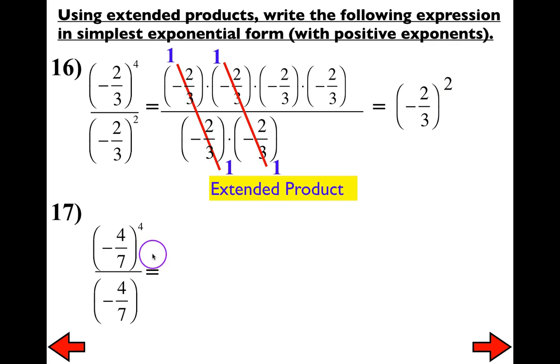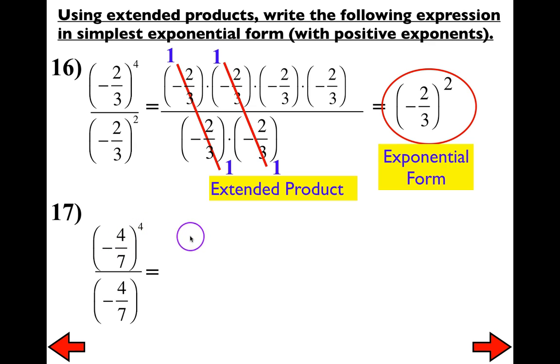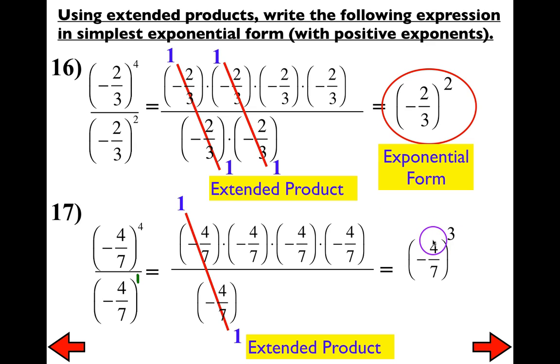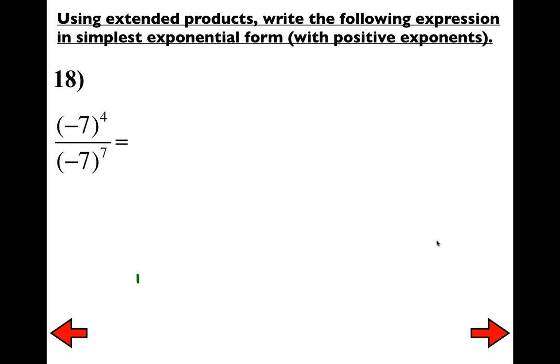Moving on to number 17. Here, I'm going to go ahead and repeat it 4 times for the numerator. And here, since there is no exponent, I'm just going to copy this and write it once. So understand, when there is no exponent, by default, there's one of them. Okay? So here, I'm going to cross cancel, and I'm just left with -4/7. There's 3 of them, so I'm going to raise it to the 3rd power. Or you can say -4/7 cubed. Either way is correct. Okay. So now, using extended products, go ahead and try number 18 on your own.